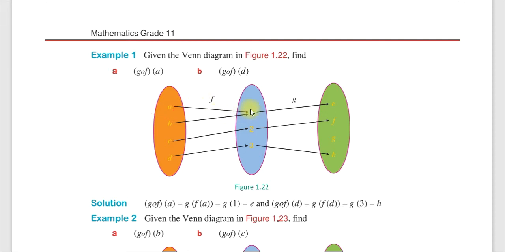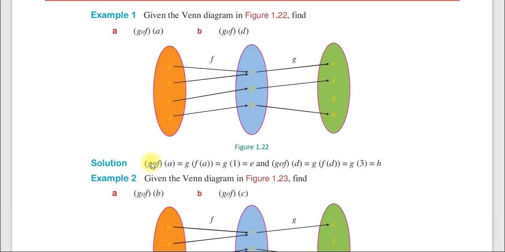Look, from here to here is f, and from here to here is g. So g∘f of a means g of f of a. For example, g(1) equals e. And g∘f of d means g of f of d, which is equal to g of 3, which is equal to h. f of d is 3, so we first work the inside: f of d is 3, then g of 3 is h.